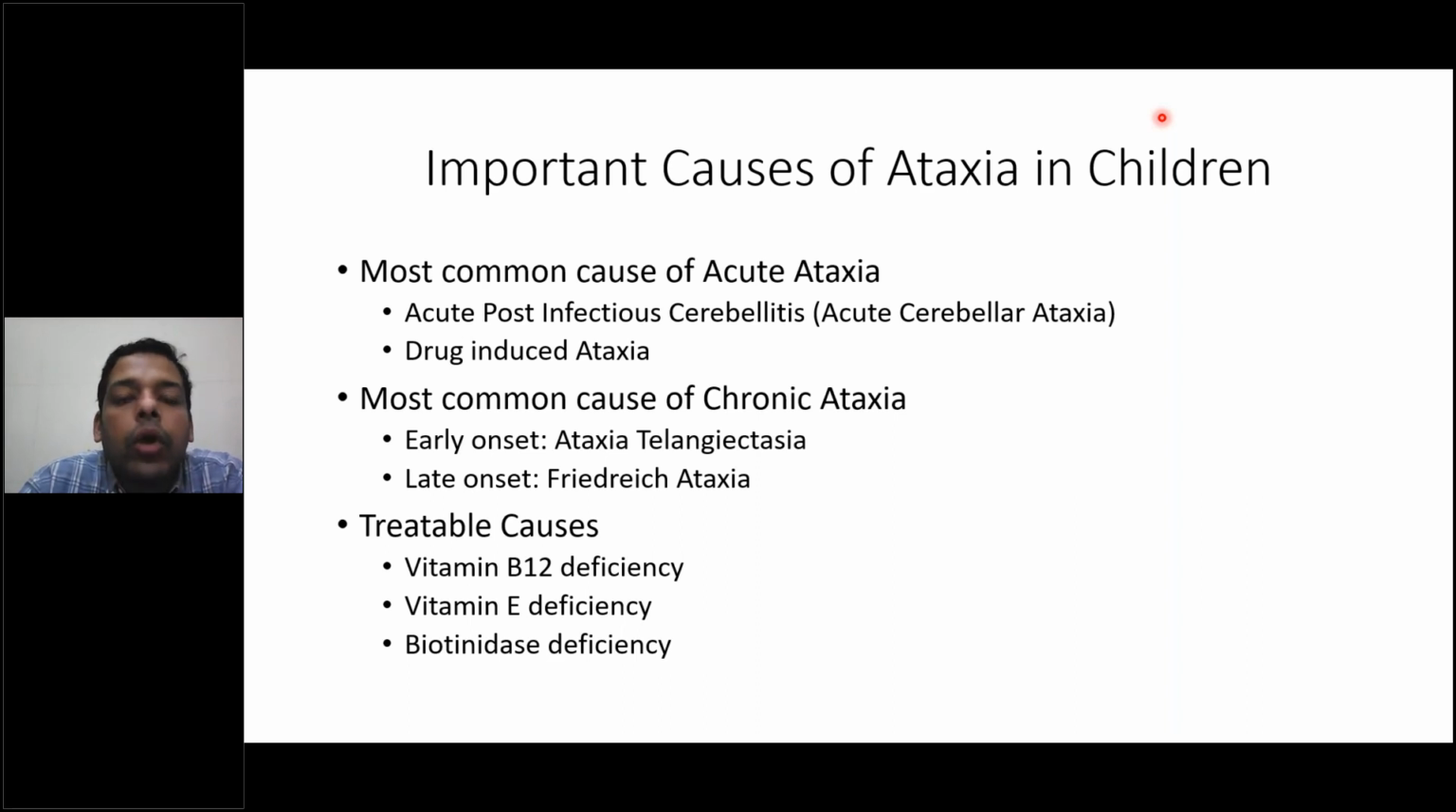Now here we also need to know some common treatable causes of ataxia. These are the metabolic or genetic syndromes which are treatable. Here vitamin B12 deficiency is important, vitamin E deficiency is important, and biotinidase deficiency is important. Because if we correct or treat appropriately by giving supplements or diets, this ataxia is treatable.